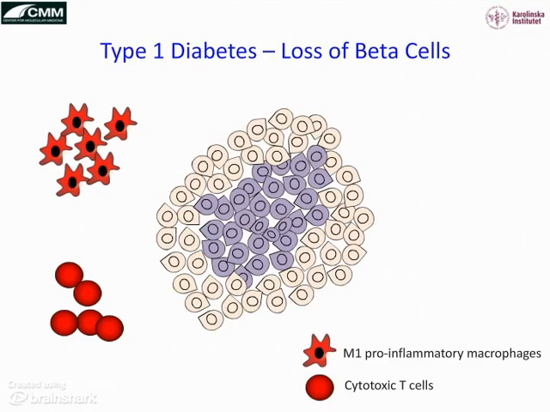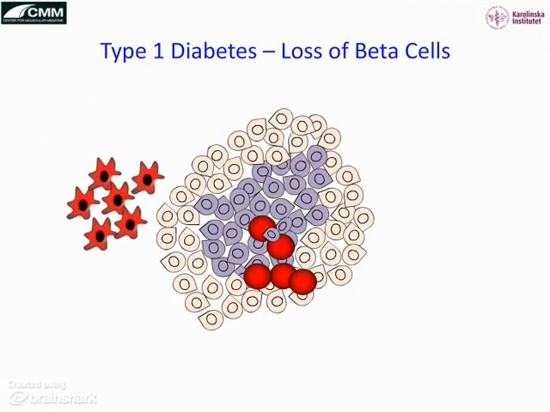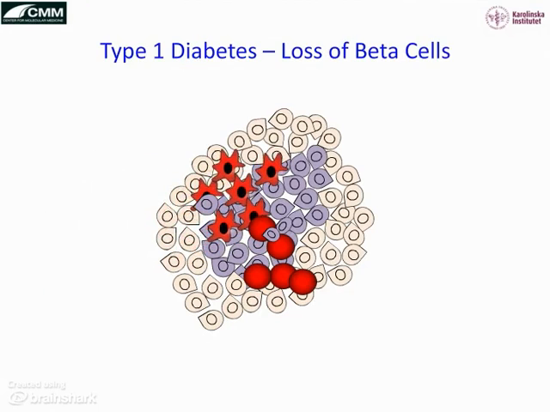In the next slide, slide 5, we see the pathogenic process. A combination of pro-inflammatory macrophages and cytotoxic T cells will infiltrate into the pancreatic islets and cause destruction of the beta cells, resulting in loss of ability to produce insulin.